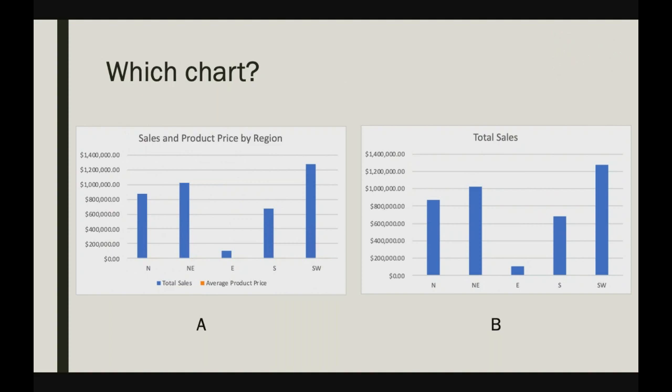The one on the left has a legend that identifies a blue bar of total sales and an orange bar of average product price, and has a title of sales and product price by region. And on the right, it's total sales with just blue bars. So the one on the left, I incorporated the data that I showed you earlier that was cleaned up in our table: north, northeast, east, south, and southwest regions. And you can see the extra space that's between those bars.